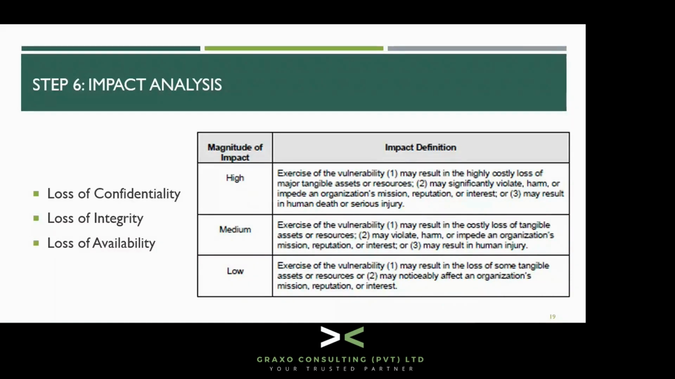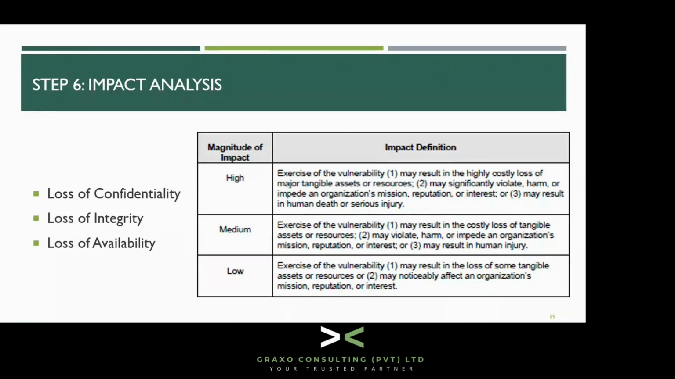In this table, you can see the impact is also defined in three magnitudes: high, medium, or low. First we are going to talk about the high impact. In this case, the vulnerability is exploited, so it may result in the highly costly loss of major tangible assets or resources of the organization. The organization may lose very expensive assets or resources.